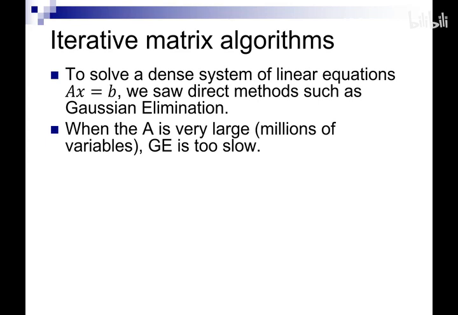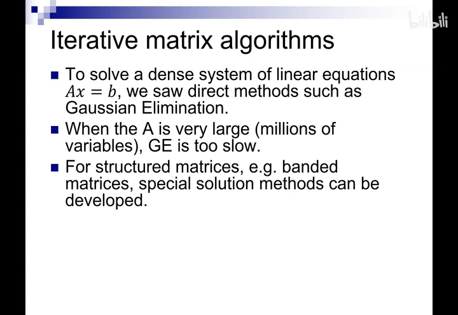However, it turns out that in practice, we sometimes need to work with very large A's. A can have millions of variables or more, right? So in that case, since the amount of work for Gaussian elimination is n cubed, even if you run this in parallel, it's going to be way too slow for very large matrices. So what we need is some faster algorithms to solve for these equations.